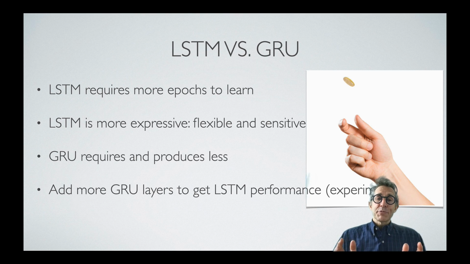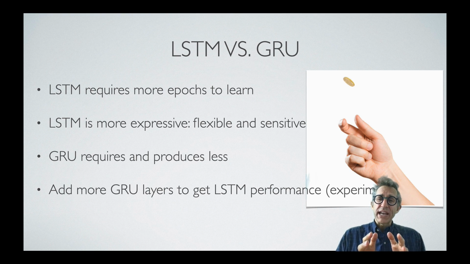How do you decide between the LSTM versus the GRU? Well, the LSTM requires more epochs to learn. It's also more expressive, it's more flexible, it's more sensitive because it retains an independent cell state. The GRU requires less training. It also produces less sensitivity and flexibility. One typically needs to add more GRU layers to get the same LSTM performance.